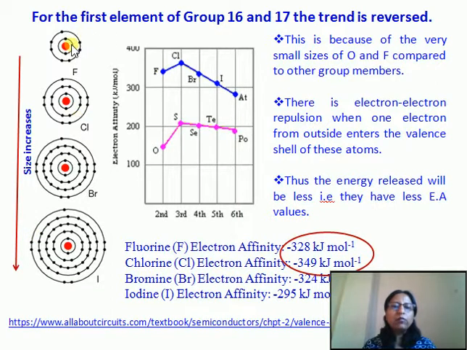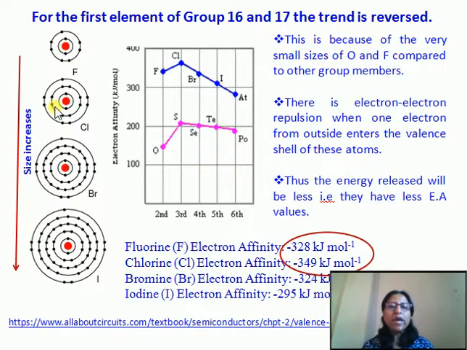So from fluorine to chlorine, what happens actually? Fluorine should have more electron affinity value than chlorine, or in between oxygen and sulfur, oxygen should have more electron affinity value than sulfur. But you see in this plot, you can easily make out that fluorine is having less electron affinity value than chlorine, and oxygen is having less electron affinity value than sulfur. That means the trend is somehow reversed.